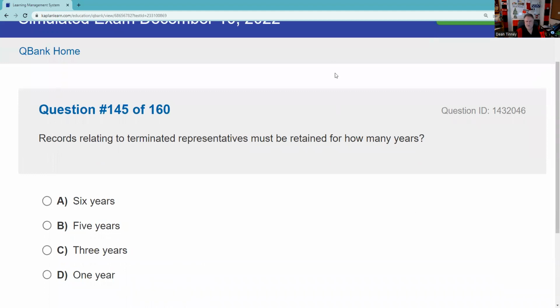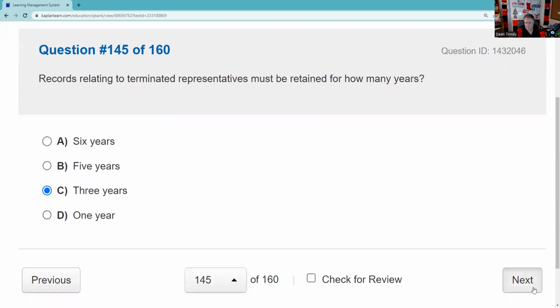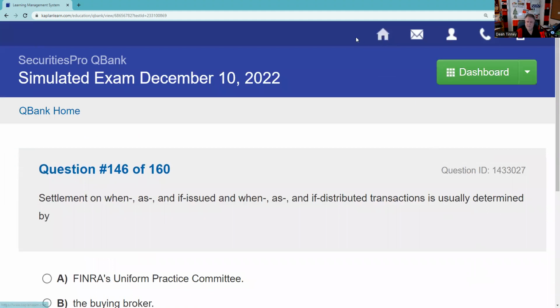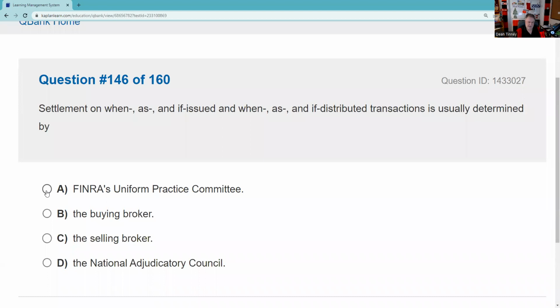145, records relating to a terminated registered rep. The vast majority of brokerage firm records, including this, are 3 years. There are very few records that are lifetime and 6. Complaints are 4. But what I would suggest is learn lifetime and 6. Everything else is 3. Question 146. Settlement on when, as, and if issued, and when, as, and if distributed are usually determined by FINRA's Uniform Practice Committee.